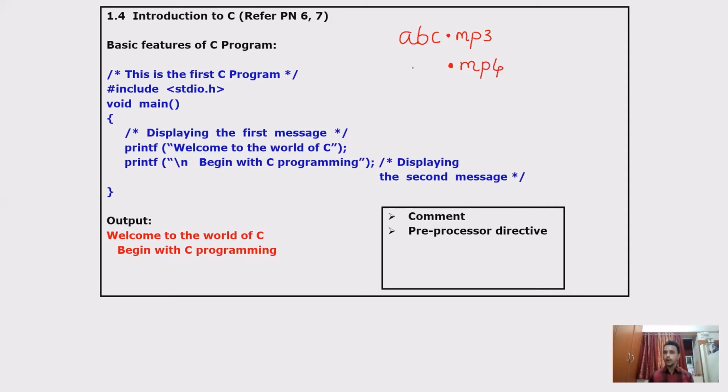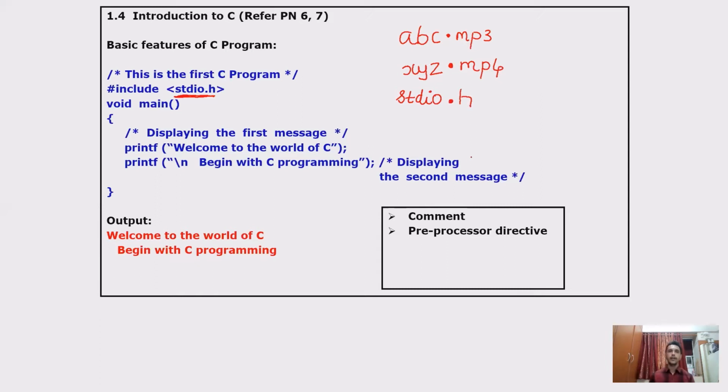Similarly, if it is a video, most probably its extension will be mp4, and the name can be anything, xyz, abc, anything. Now, why am I telling you this? Because this stdio.h is actually the name of a file, and this file is called a header file. So over here, the first name is stdio and the extension is h, separated by a dot.